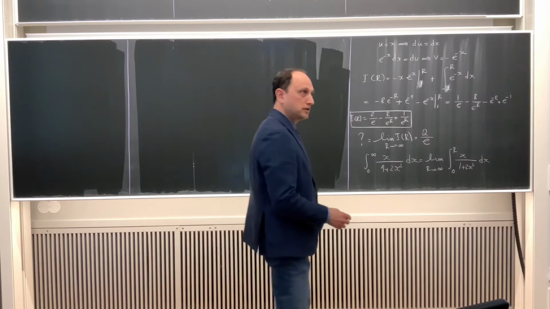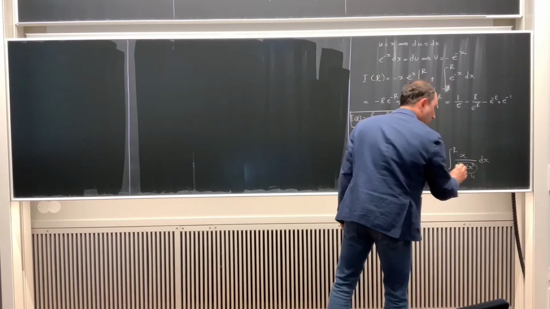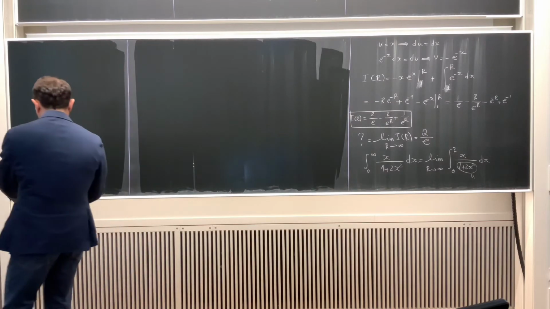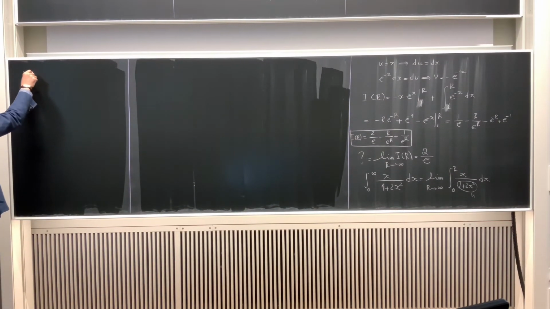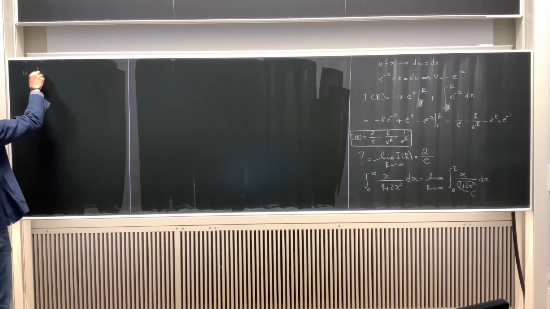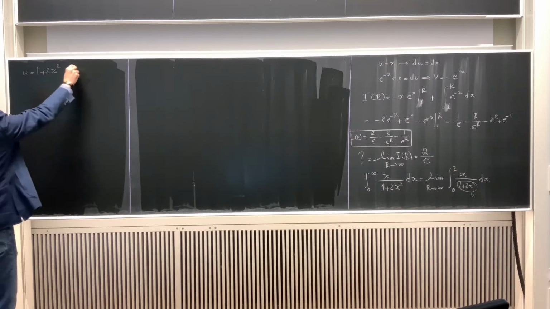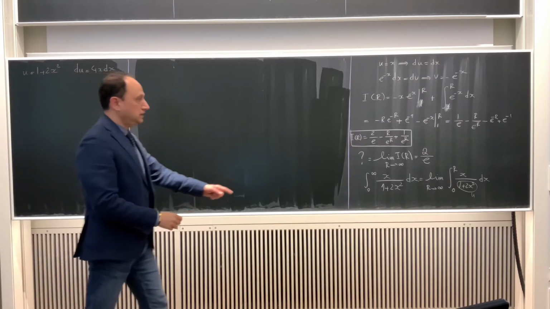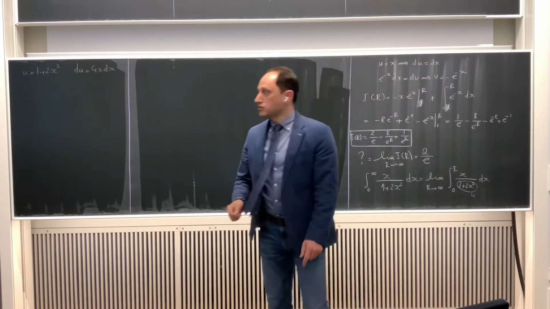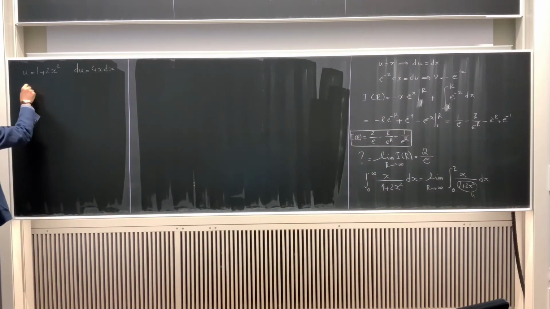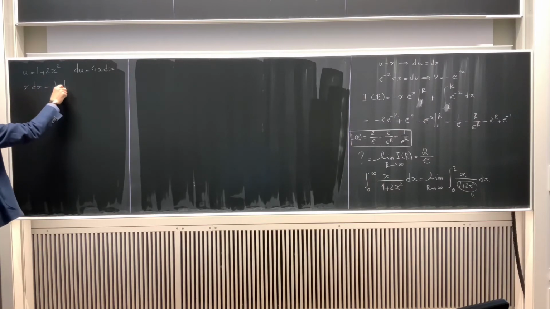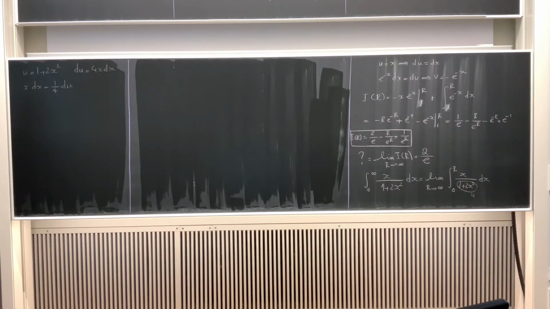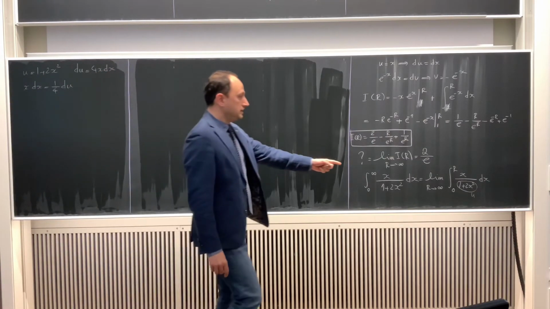This is the substitution method again. So I take this one to be u. u is equal to 1 plus 2x squared, and then immediately du becomes 4x dx. But what I need in the numerator is just x dx, so I divide everything by 4. So x dx is equal to 1/4 of du. And you can also change the limits, because here I have a definite integral.